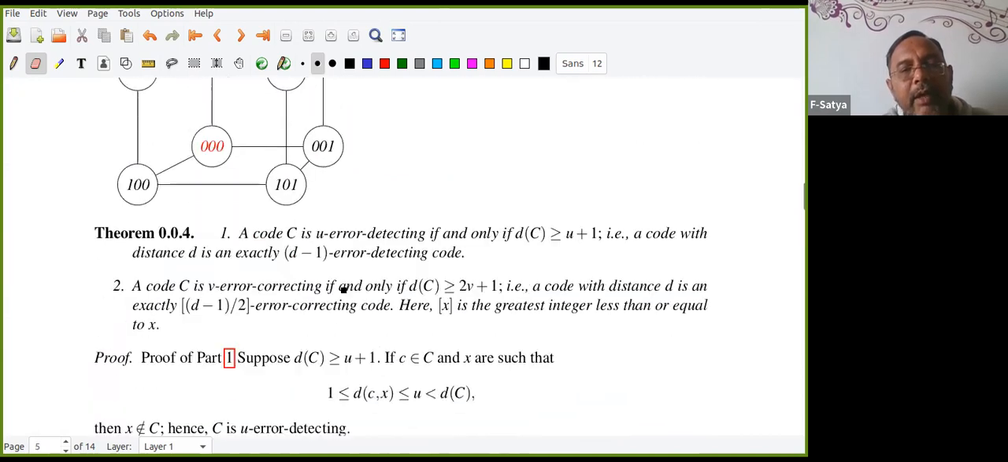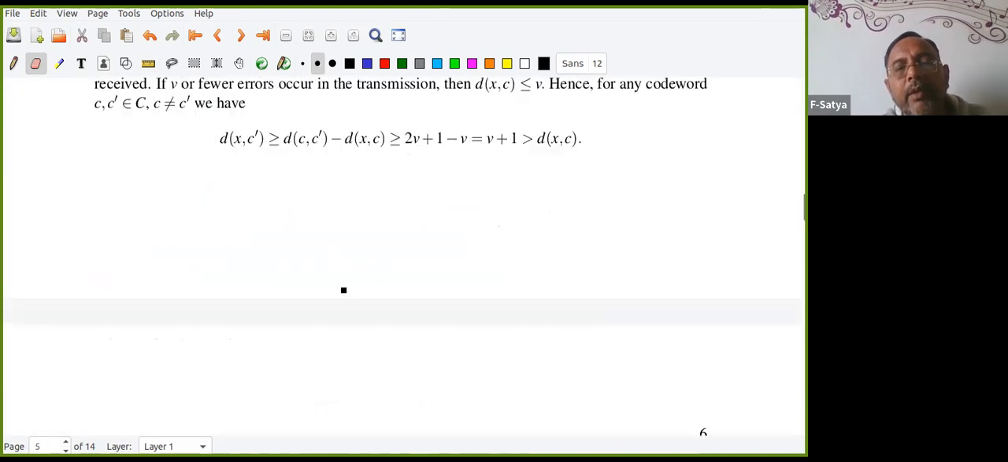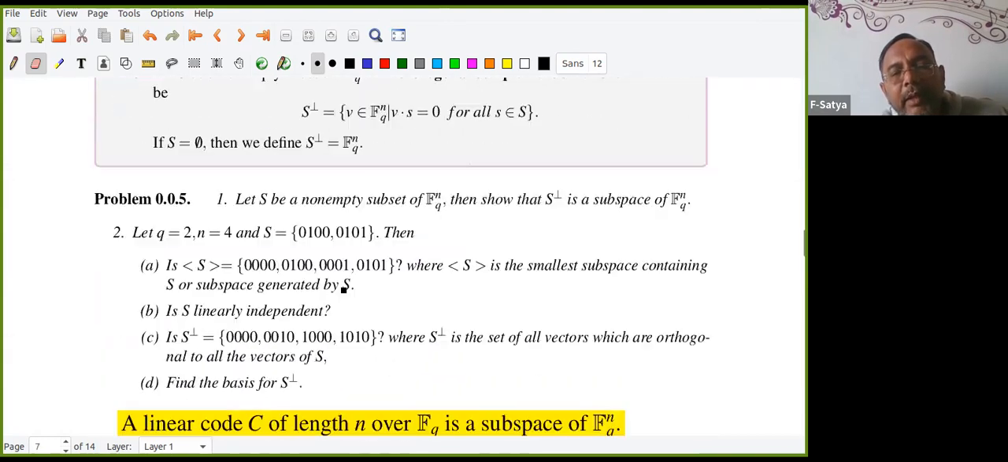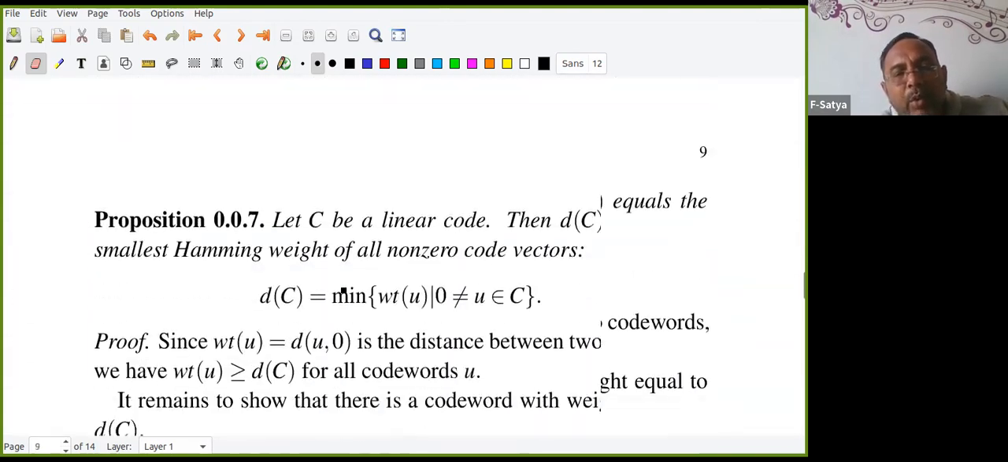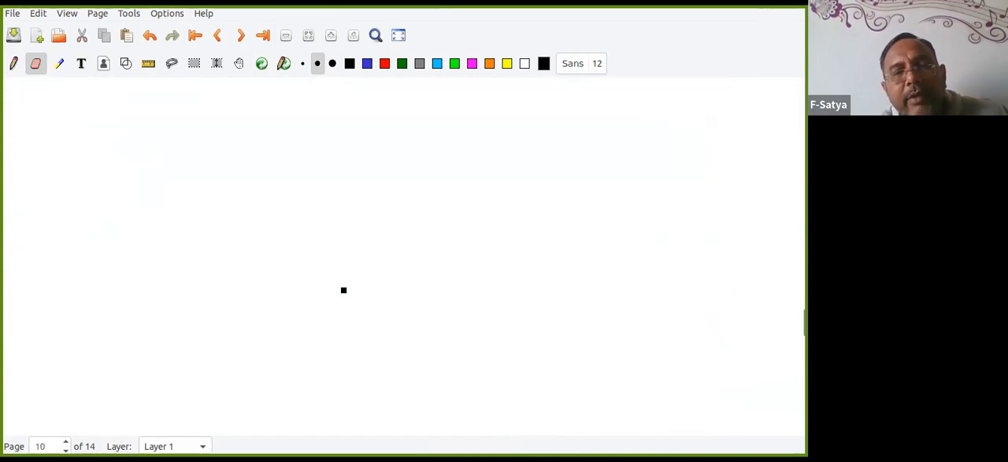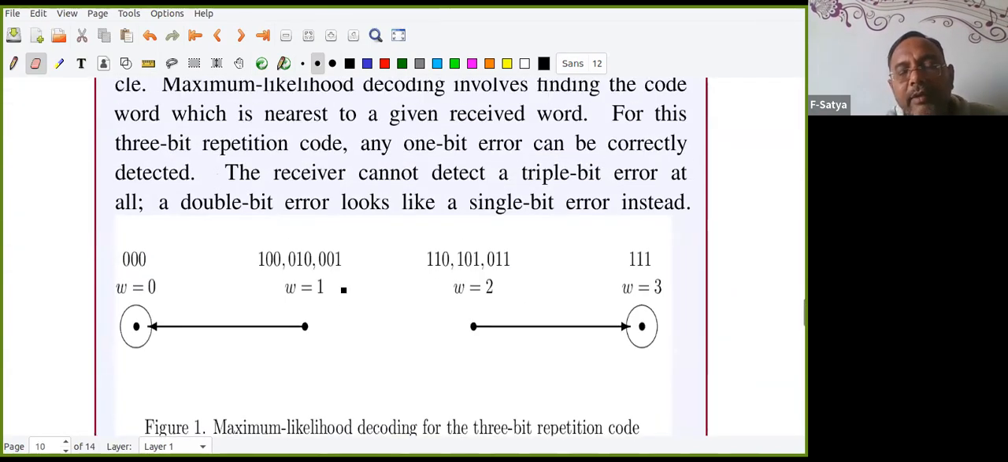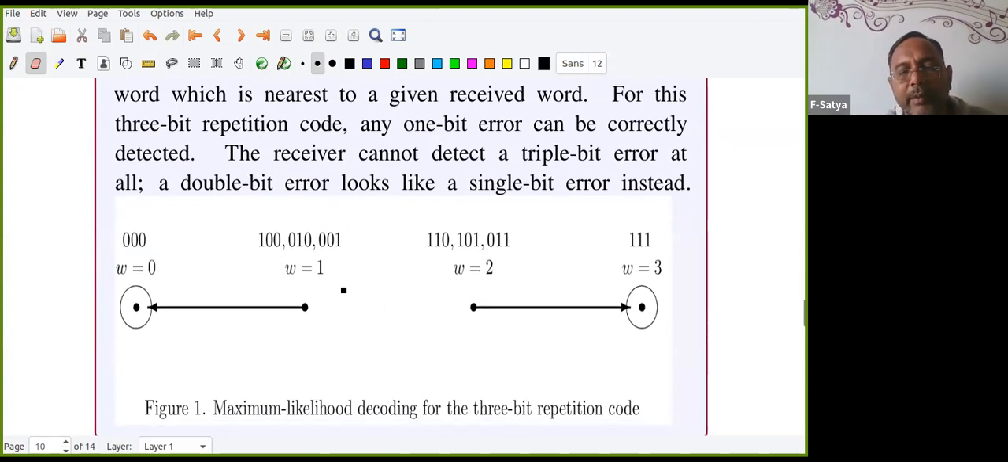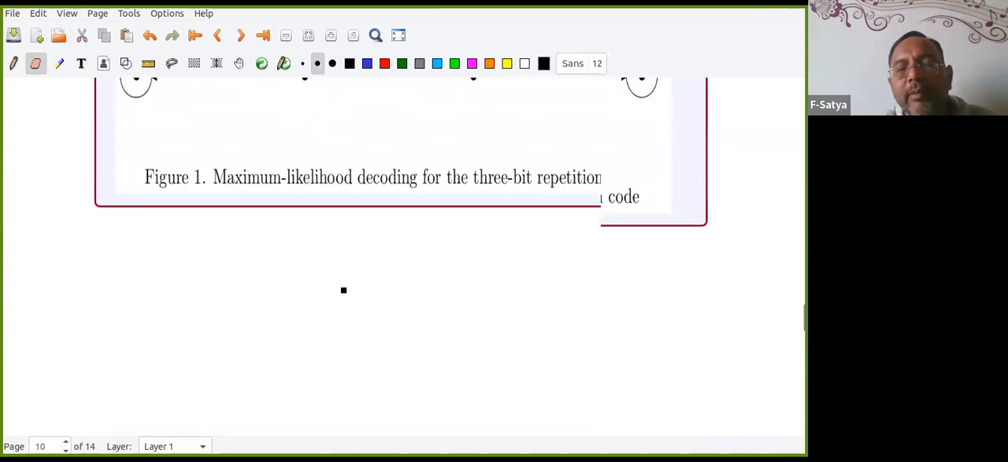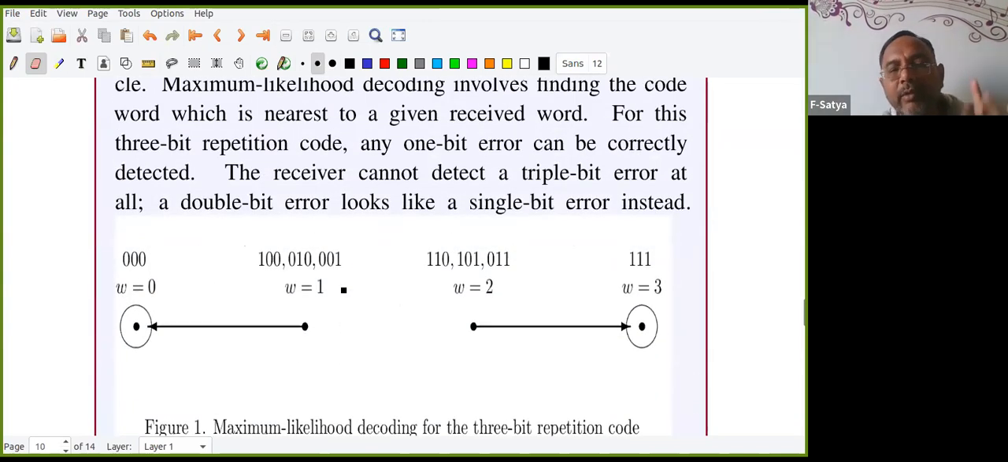This diagram, right? All are linked, okay? So my code is a repetition code. If one error occurs in a repetition code of length 3, I can correct it. If there is no error, 000 is sent and I get 000. If only one error happened, I'll correct it. If I sent 111 and one error occurred, I'll correct it to that. So maximum likelihood or nearest neighbor decoding detects everything, but only when one error occurs.